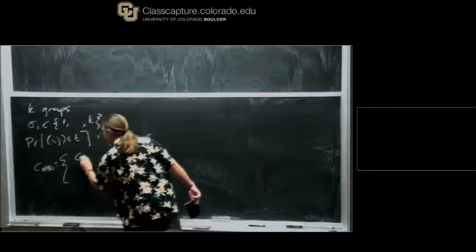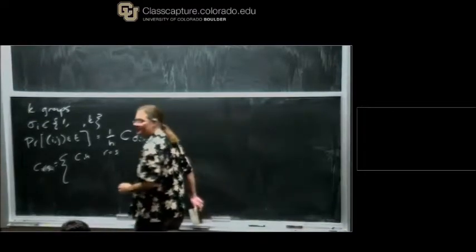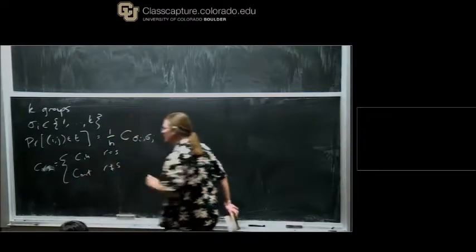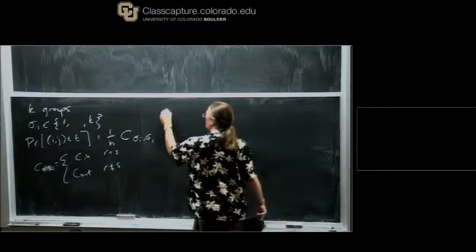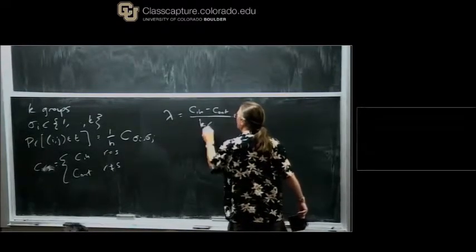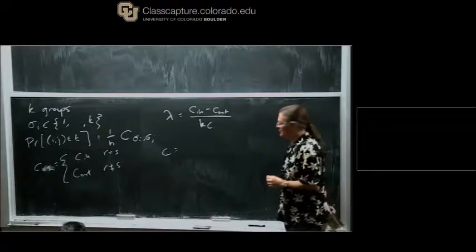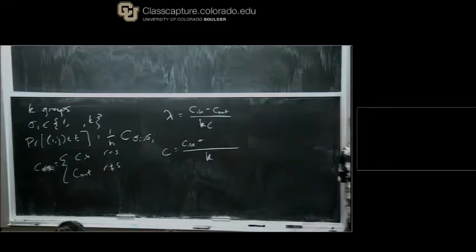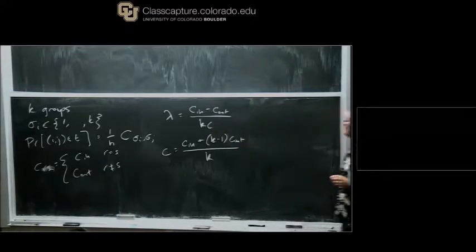I'm going to focus on the special case where c sub r s is c in if r equals s. So those are the diagonal entries of this matrix, the density of edges between vertices within the same group, and c out if they belong to different groups. And then I defined this quantity lambda, which is c in minus c out divided by k c, where c is the overall average degree, the total average number of neighbors each vertex has. You have c in over k on average within your group, and c out over k on average in each of the k minus 1 other groups.